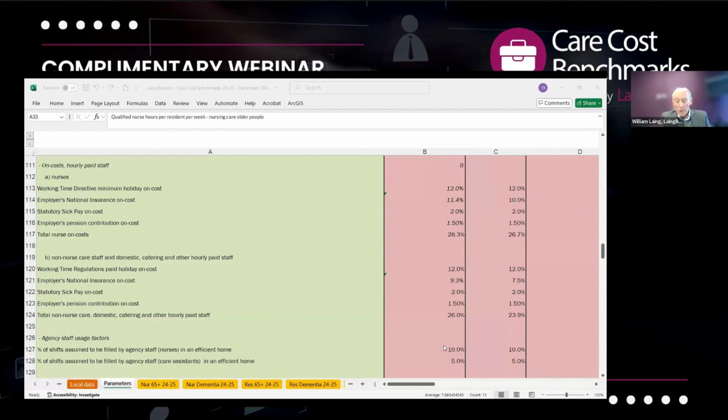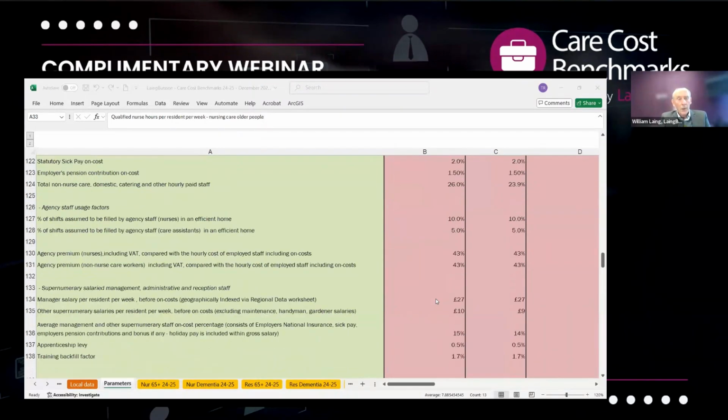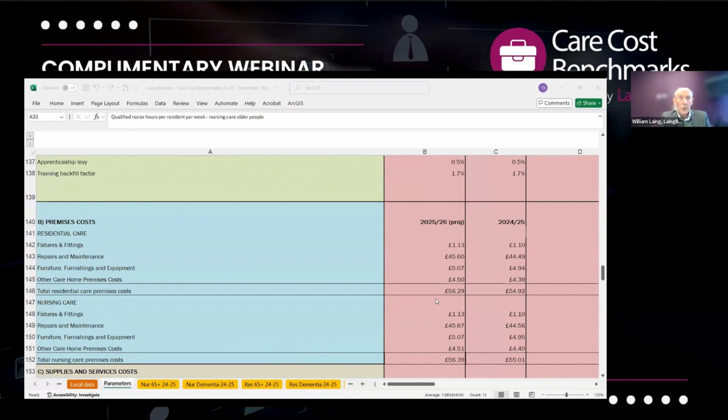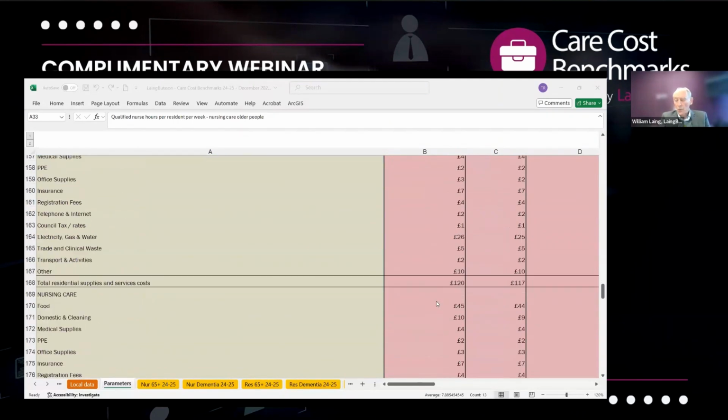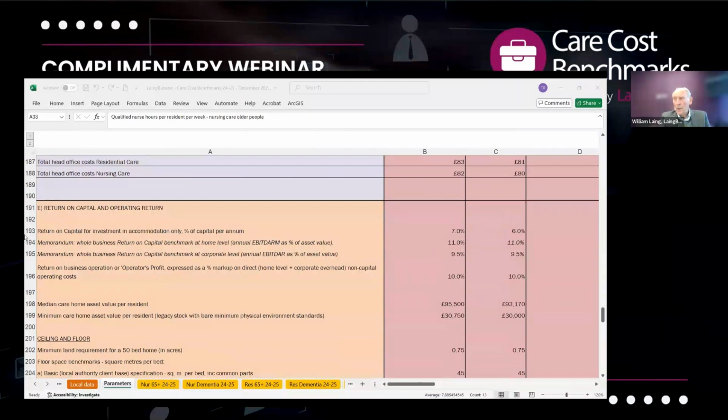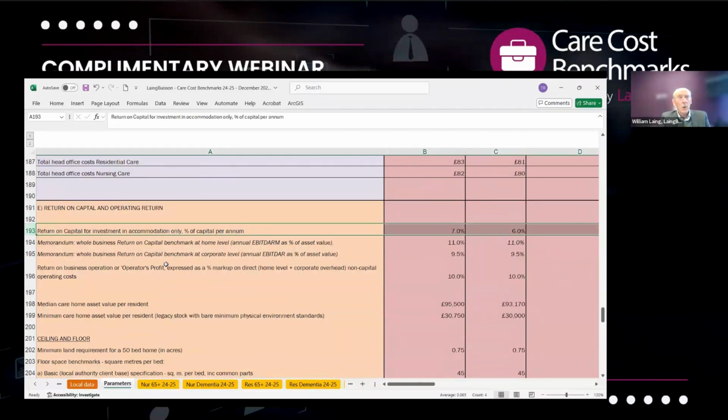So one of the changes in parameters you might want to make is that this year, in view of the evidence on increased interest rates, we've increased the assumed rate of return on investment in the accommodation from 6% to 7%. What this reflects is a sort of interest rate that a long-term leaseholder of a care home might have to pay for a long-term lease. So that's been increased. It may be that providers, or in fact commissioners, would wish to amend this parameter. They can do so if they wish to.